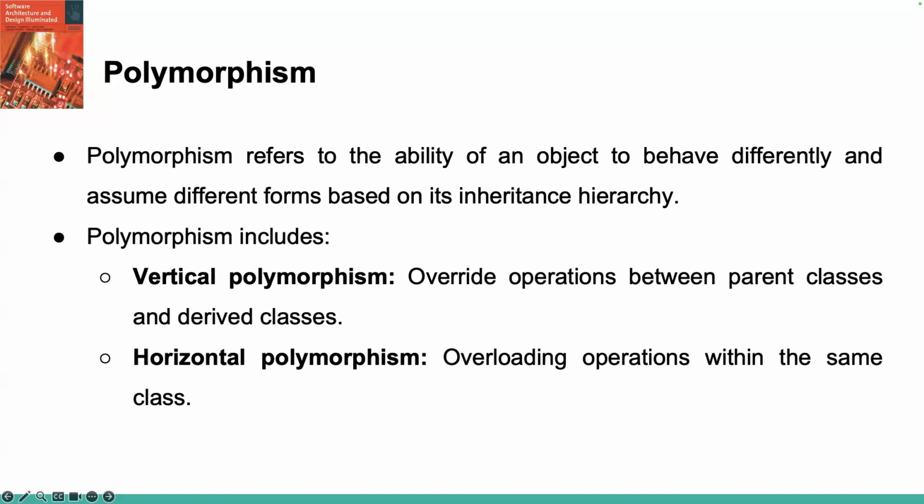Sorry about that. Horizontal polymorphism happens when operations are overloaded within the same class. For instance, a class might have multiple methods named print, but each one handles a different type of data, like integers, strings, or arrays. This allows the same method name to function differently based on the input.